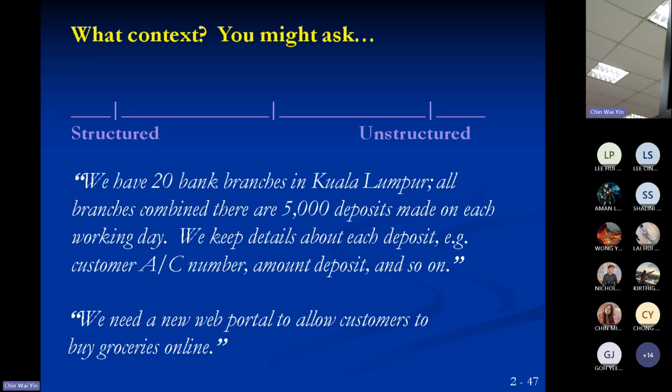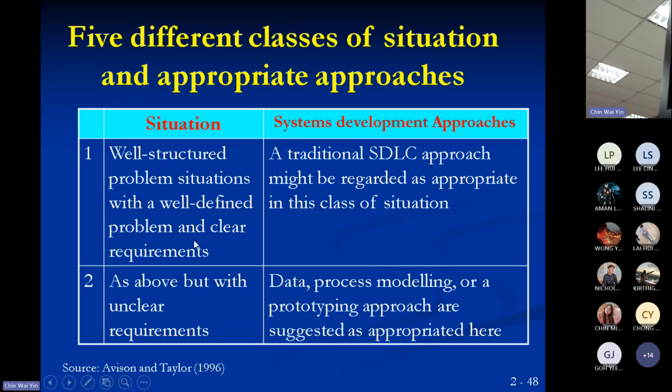So we see two different extremes. Depending on the context of your system development, they divided the situations. They identified 5 categories of situation here, and they gave their recommendation on what systems methodology would be most suited in that context.